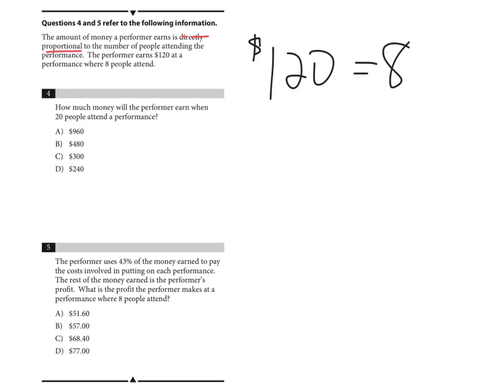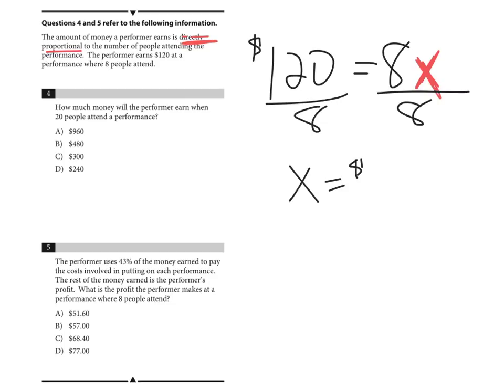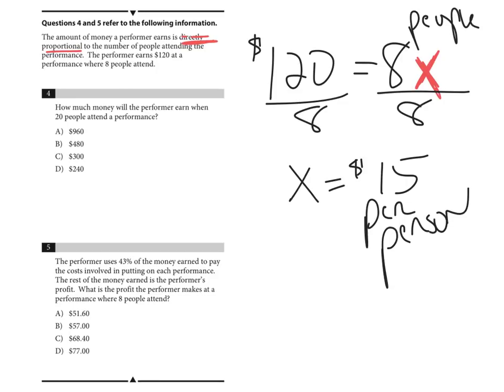Well, if two values are directly proportional, then basically there's going to be another number that if you multiply it by 1, you get the other. That's what it means to be directly proportional. So if a person earns $120, if there's 8 people, I can basically set up this equation, 8x equals 120, and if I divide both sides by 8, that tells me that this performer makes $15 per person that attends, because the 8 represents the number of people, and then the 120 represents money. So this is $15 per person who attends.